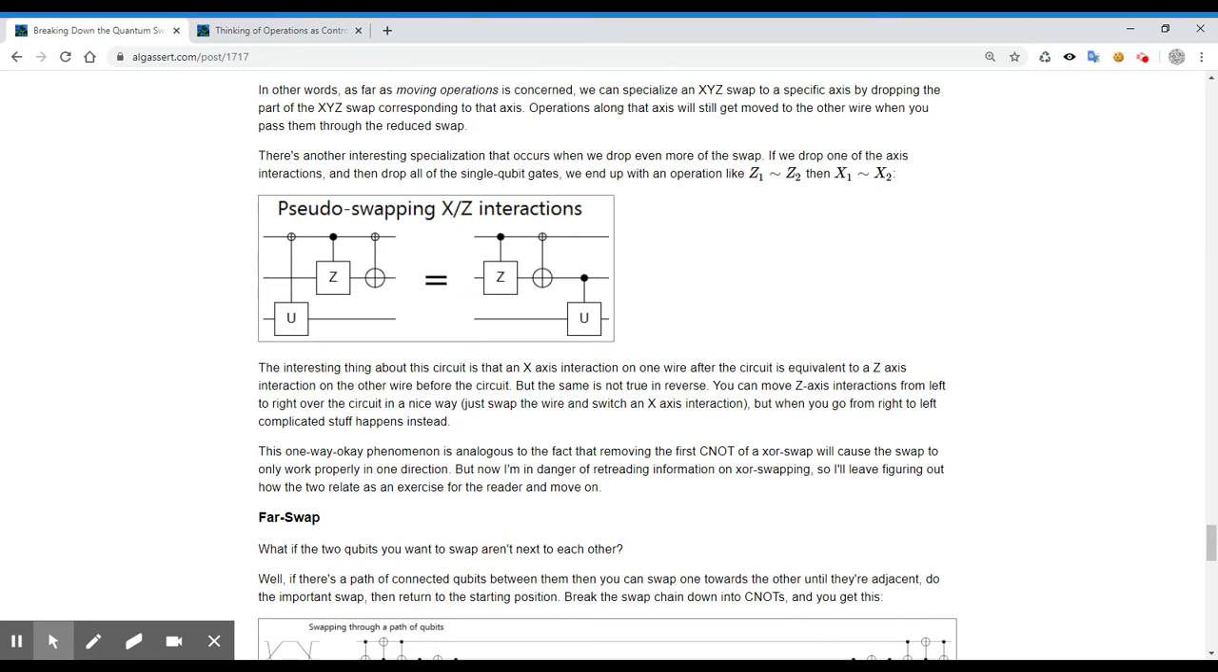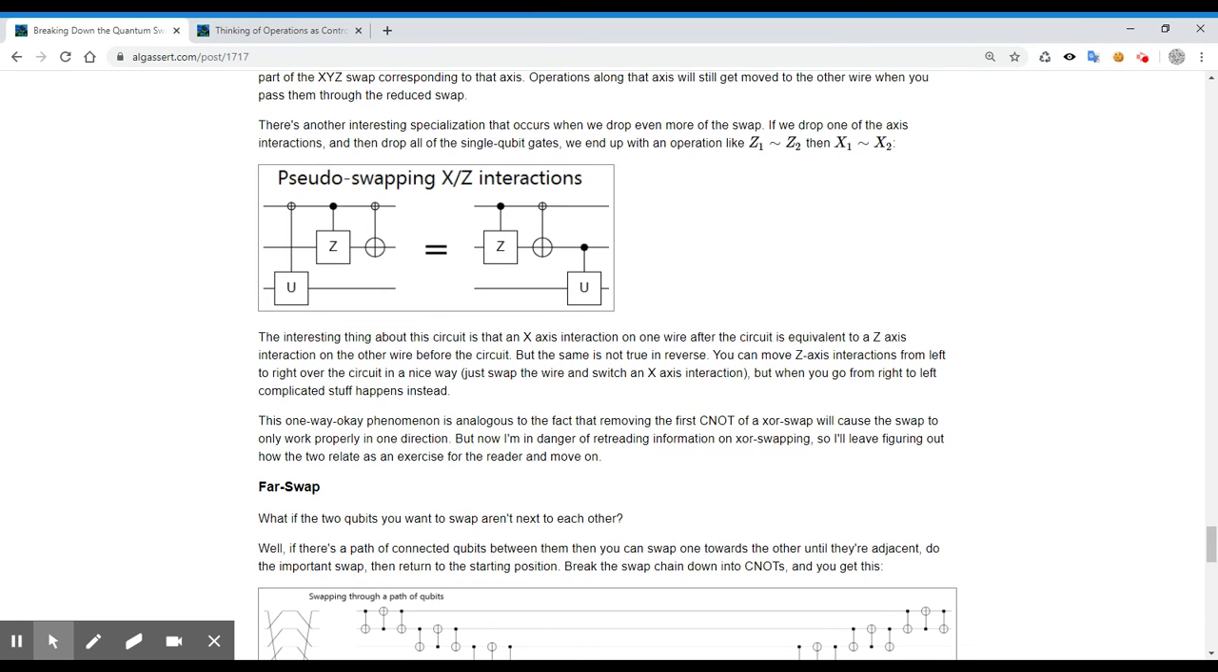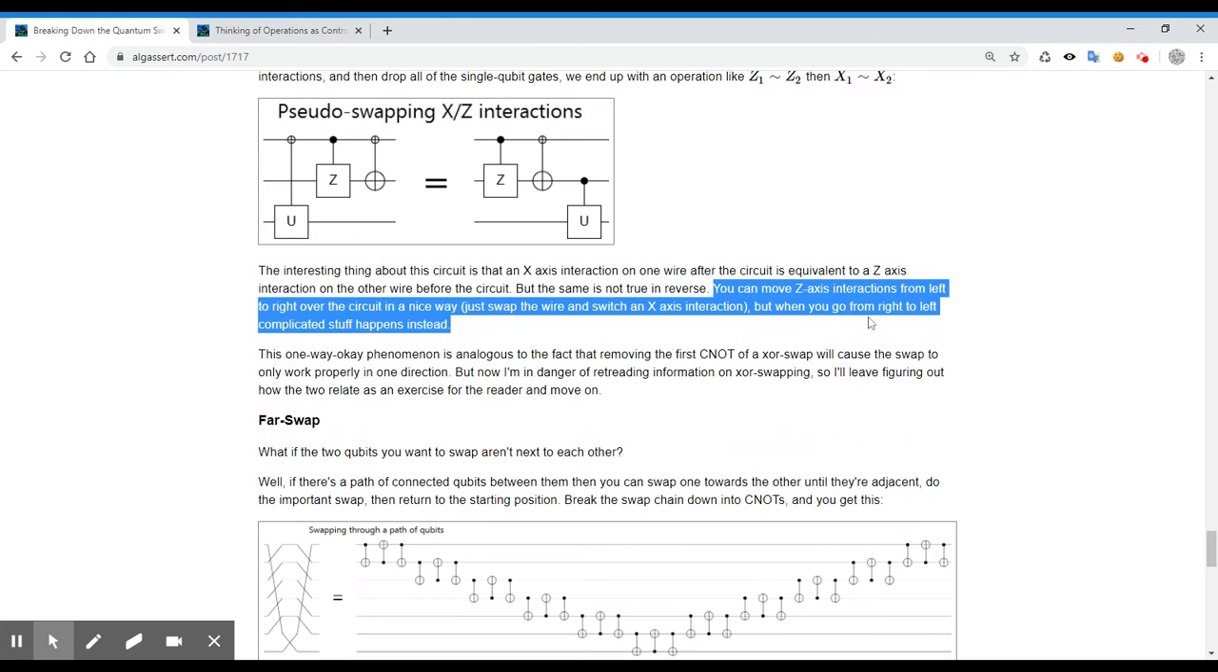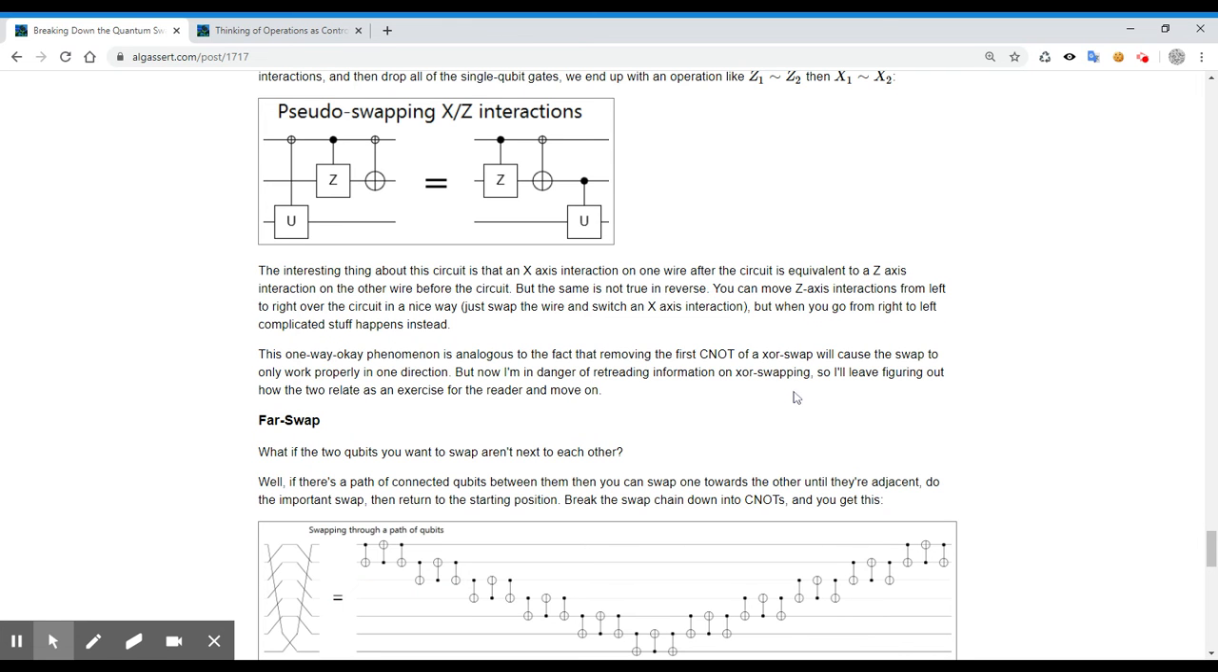There's another interesting specialization that occurs when we drop even more of the swap. If we drop one of the axis interactions and then drop all of the single qubit gates, we end up with an operation like Z1. The interesting thing about this circuit is that an x-axis interaction on one wire after the circuit is equivalent to a z-axis interaction on the other wire before the circuit. But the same is not true in reverse. When you go from right to left, complicated stuff happens instead.